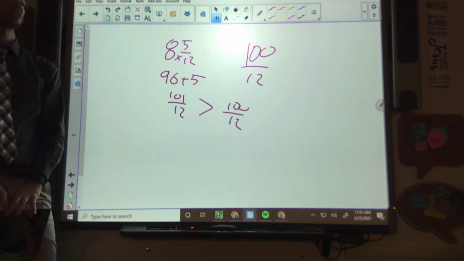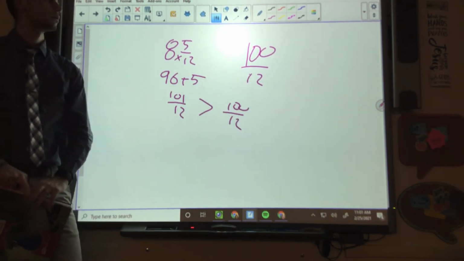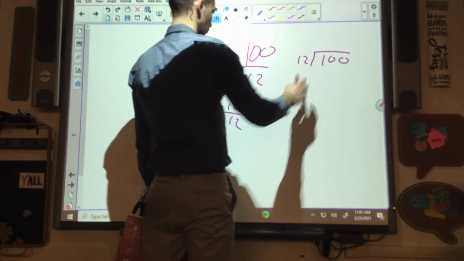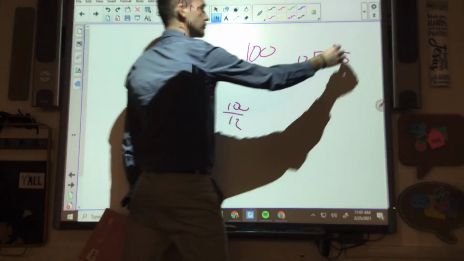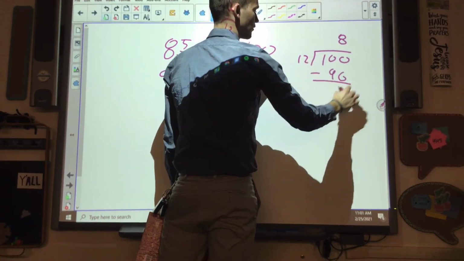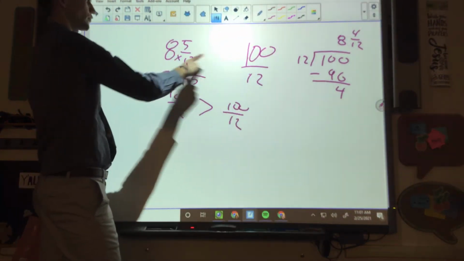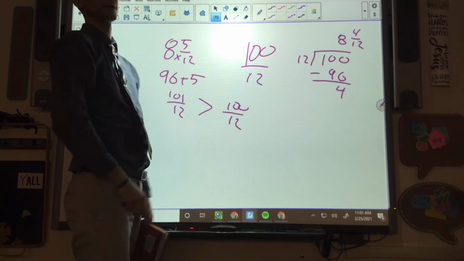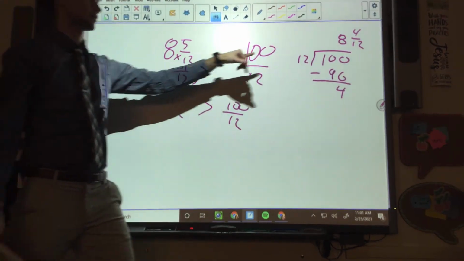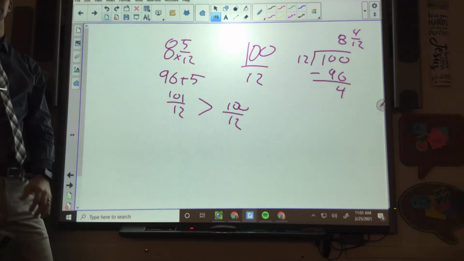The other option, instead of doing this, I could do what with this one? You divide 100 by 12. We already know we're going to get 8. 8 times 12 is 96. You have 4, so 4 over 12, and 5 over 12. Again, you know this one's bigger. You could simplify and say 1/3, but you already have the denominator as 12 for both of them. You know 5 is bigger than 4. You don't need to simplify in that case.